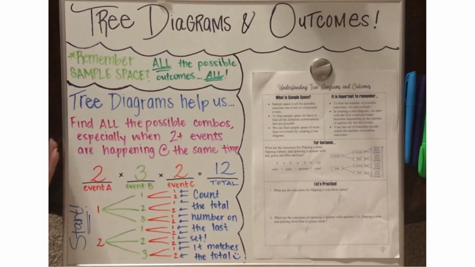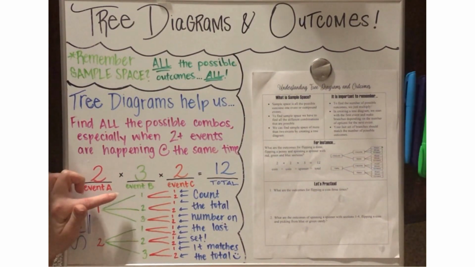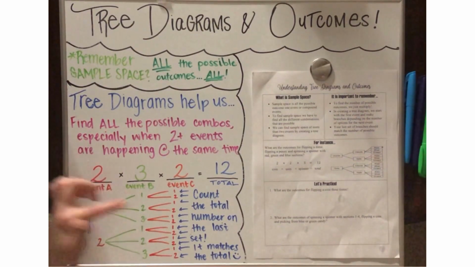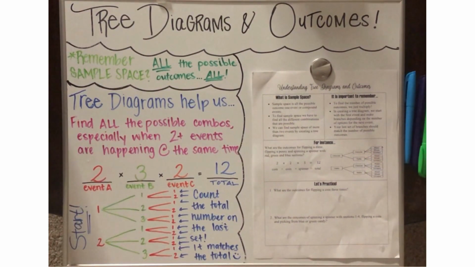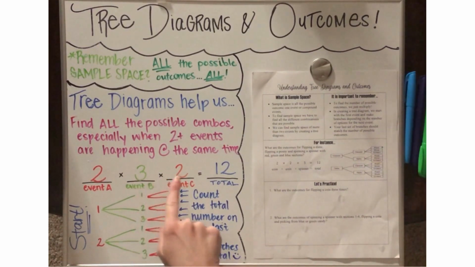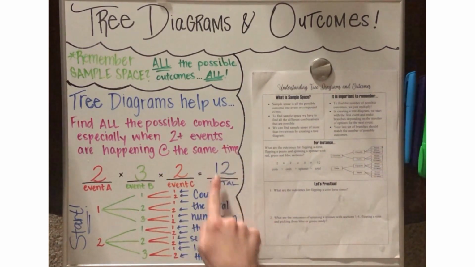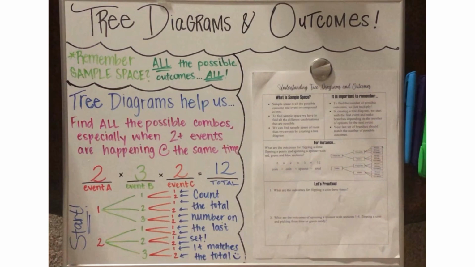events happening, okay? So right down here, I have a little example. So let's say event A had two possible outcomes, and then event B had three different outcomes, and event C had two different outcomes. Just like we did on Thursday, we multiply our three numbers. So 2 times 3 is 6, times 2 is 12. So we will have a total of 12 possible combinations at the end of the day.